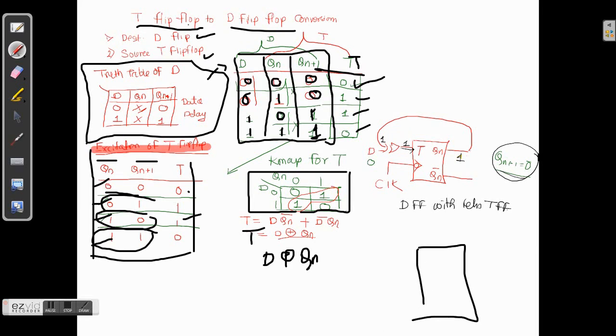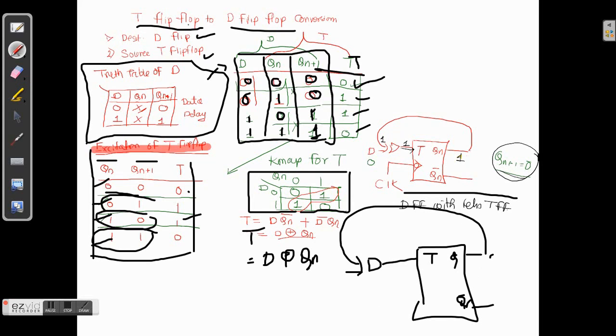Now for this design of T flip-flop to the D flip-flop, we have used the T flip-flop's logic symbol, T, then Q and Qn, then this is the output. So we have to give T is equal to D XOR Qn as the T input. So this is Qn, and Qn and Qn complement are the outputs. So in this way we have converted the T flip-flop into the D flip-flop.